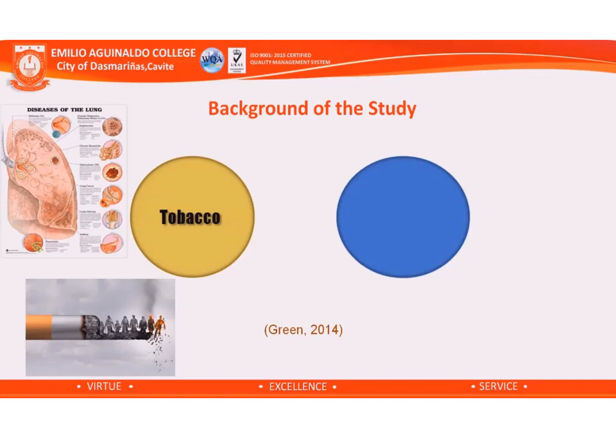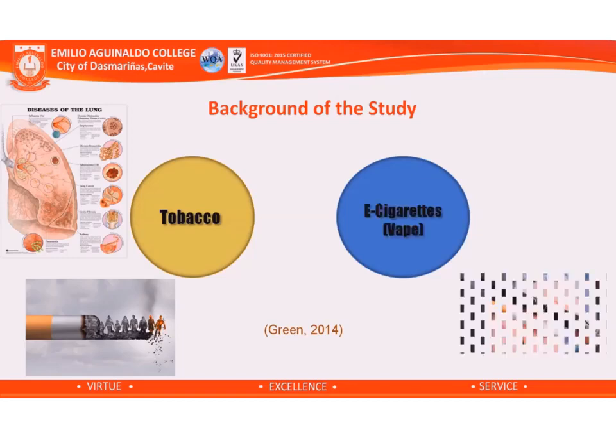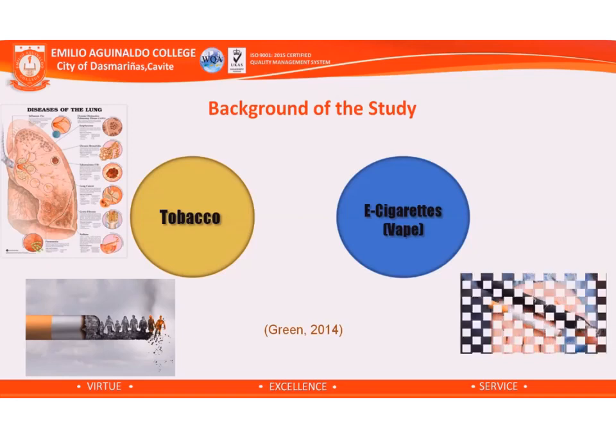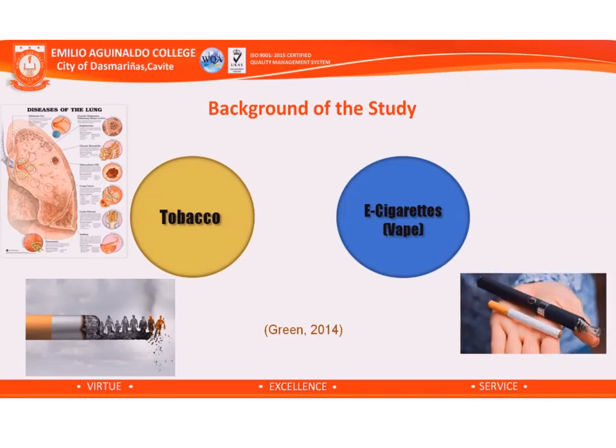At present time, it has evolved to a more health-friendly access, which is the e-cigarettes, or commonly known as vape. Vape contains less harmful chemicals than tobacco cigarettes, and it is becoming the first choice for people who wanted to give up smoking.